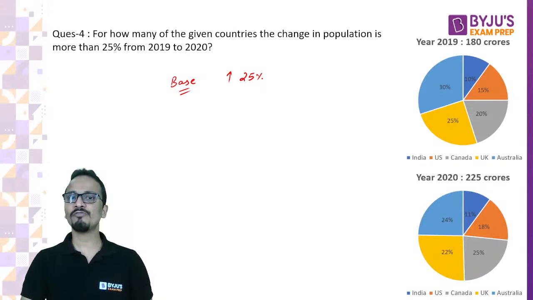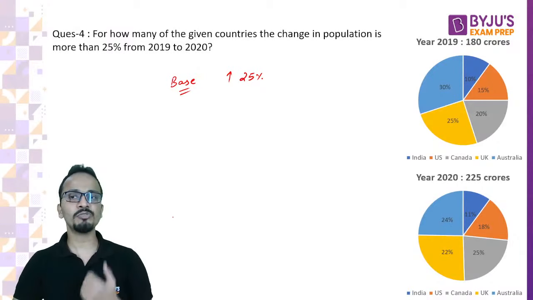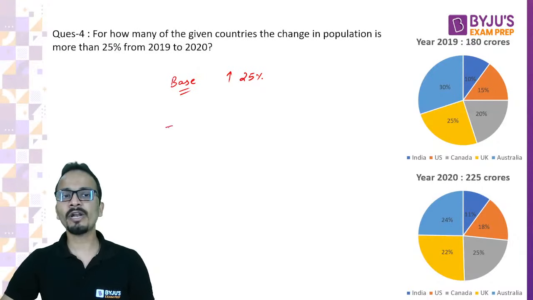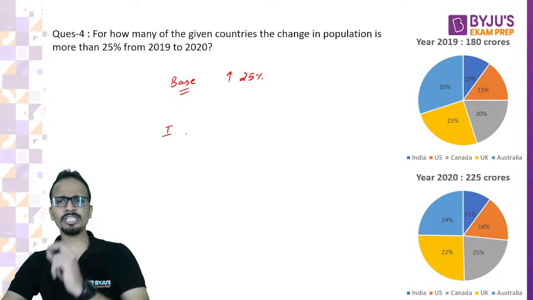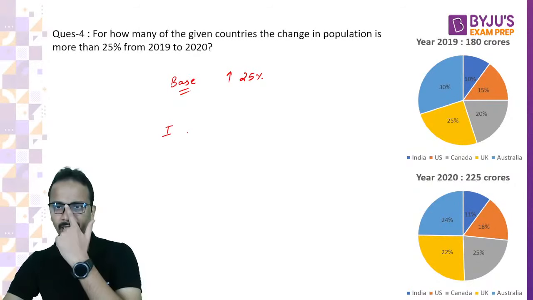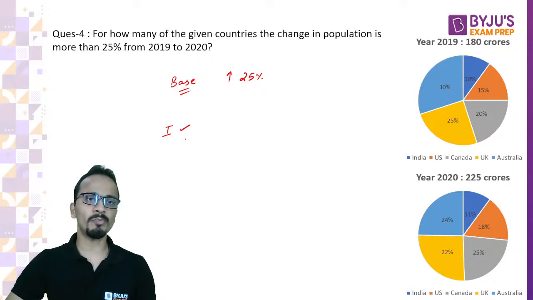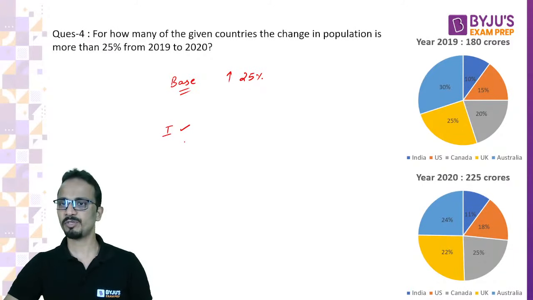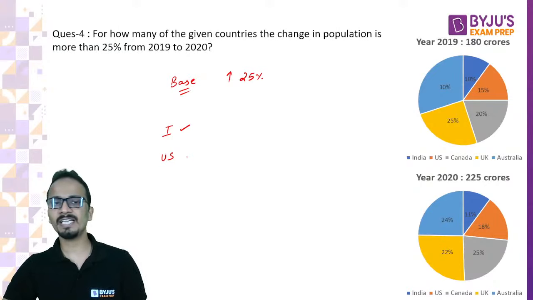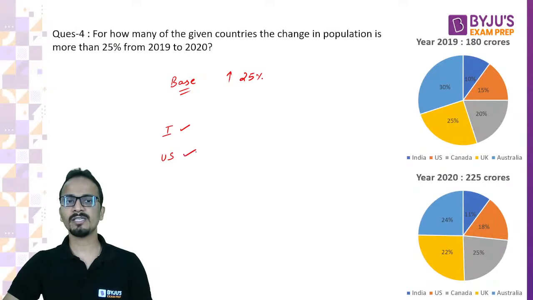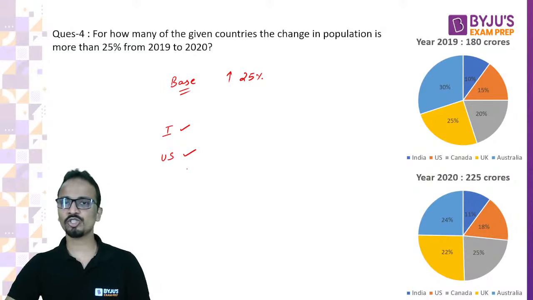So let's see for which countries the percentage breakup has increased. Now for India, originally it was 10 and now it is 11 in the next year. So I can say that it has increased. So for India, the net percentage change in the population will be more than 25%. Next country is US. For US, the initial percentage breakup was 15 and finally it is 18. So again for US, the percentage breakup has increased, so the net percentage change will be more than 25%.